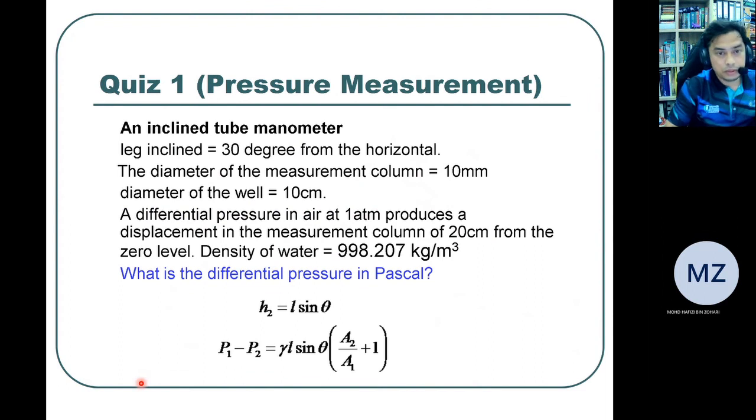All right, so quiz. Please do this quiz. I want you to submit this quiz today by 5 o'clock. I will check it. Please email it to me. Just snap a picture and email it to me by 5 p.m. Put the name of your submission as quiz 1 pressure measurement, and submit it to me by 5 p.m. today.